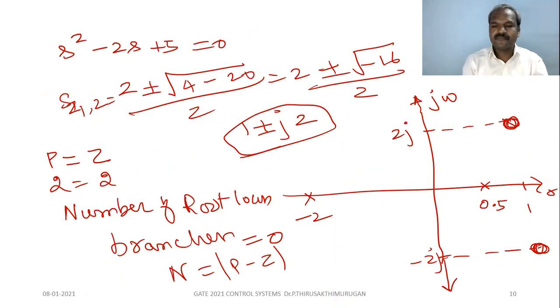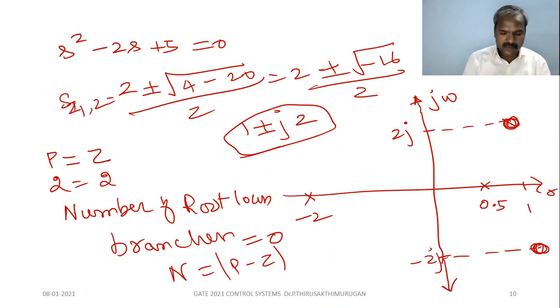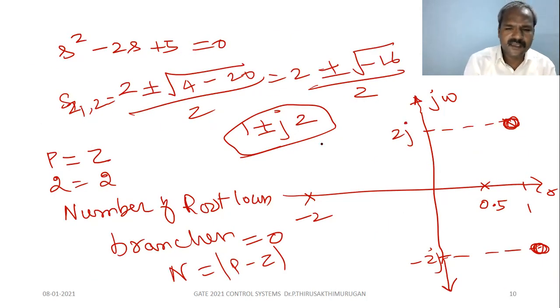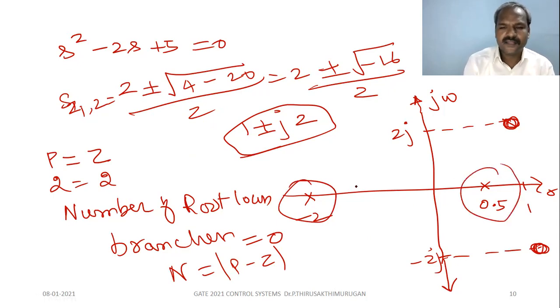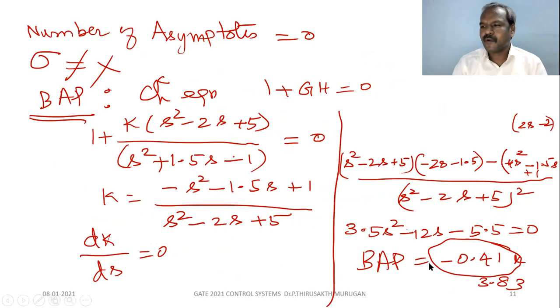We go back here. From this diagram, where will the breakaway point be taken? Tell me, my dear students. The valid breakaway point is here: the maximum is 2, then minus 2 and 0.5. There is no valid position between these two. So which is the valid breakaway point? Minus 0.41 is the valid breakaway point.